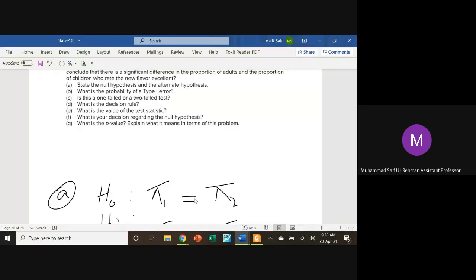You are unable to reject the null hypothesis. It means you are accepting, and acceptance means that the population proportions are the same. What is the p-value? Explain what it means in terms of this problem.